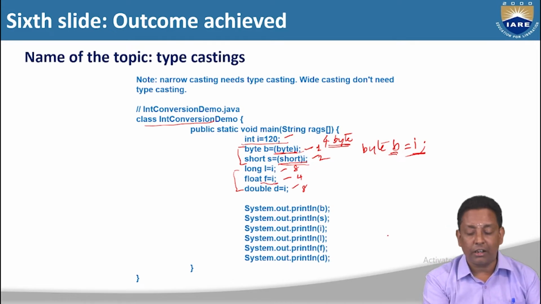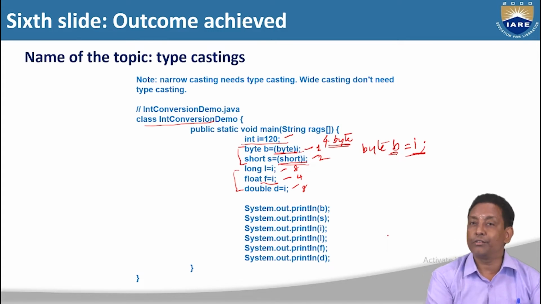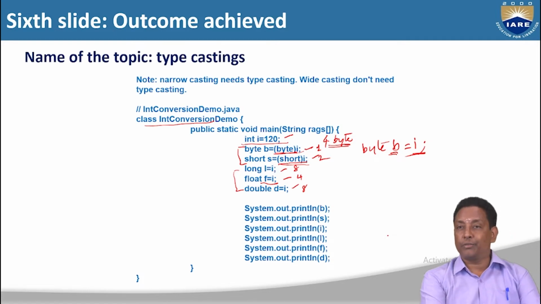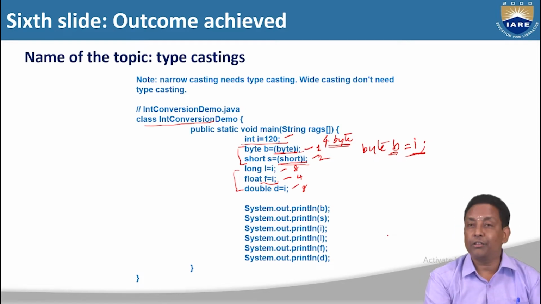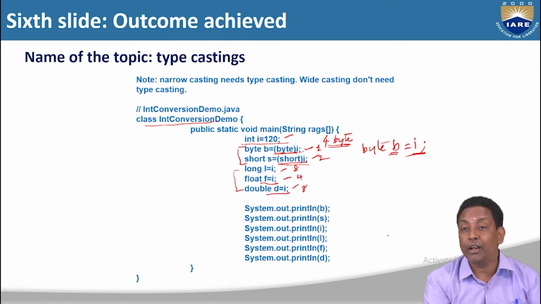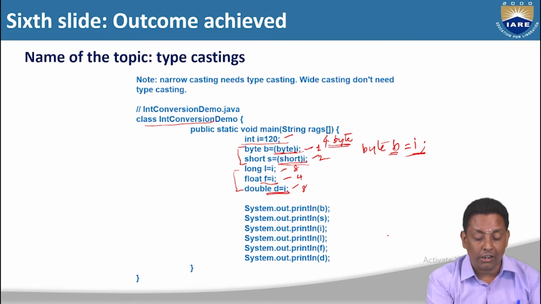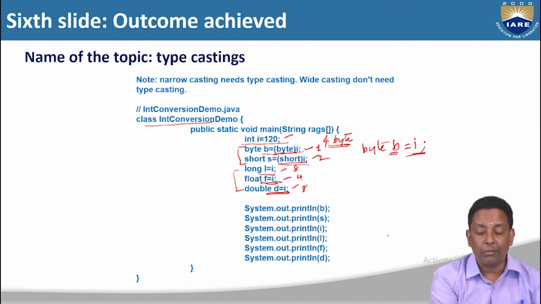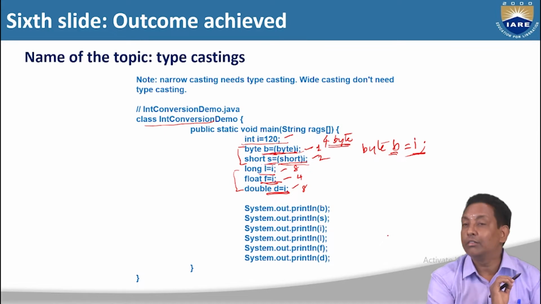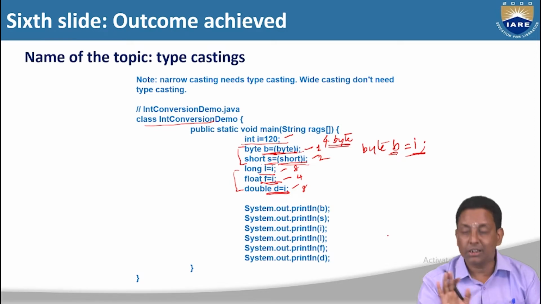Similarly, int can be assigned to float. Int is a 4 byte value. Float is a floating point value, and it will take decimal values also. So an integer can be directly assigned to float. An integer can be directly assigned to double. Double is an 8 byte value, and plus it will take floating point values also. So int can be directly assigned to double, float and long without doing any typecasting. Typecasting is required only while assigning integer to byte and short. This is regarding the typecasting topic.